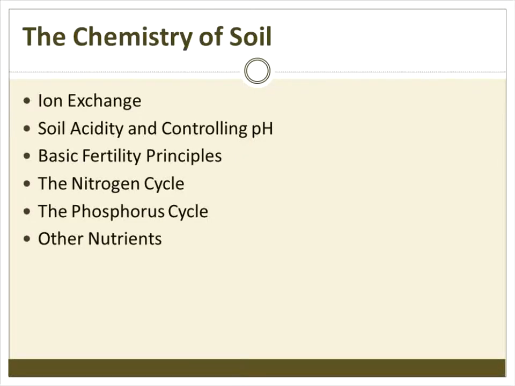So we start thinking about the chemistry of soil. Some of the things we're going to talk about today are the concept of ion exchange, soil acidity and controlling pH, basic fertility principles, where we get into most limiting nutrients concepts, macronutrients, micronutrients. We'll spend quite a bit of time on the nitrogen cycle, some time on the phosphorus cycle, and then we'll get into other nutrients, and wrap up the discussion talking about soil sampling.